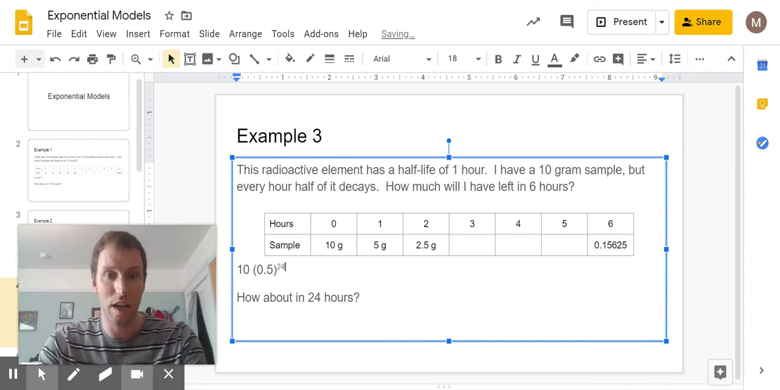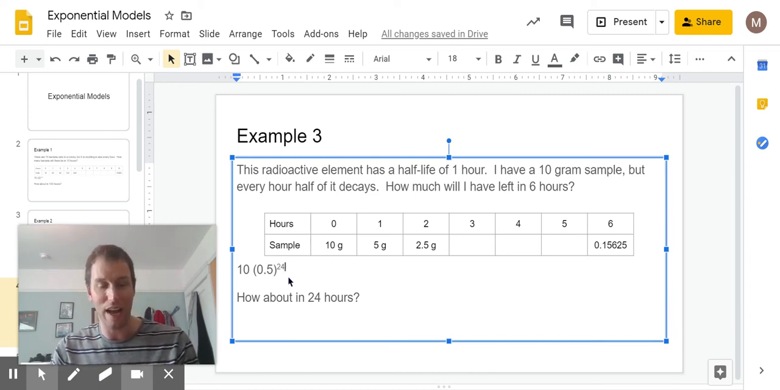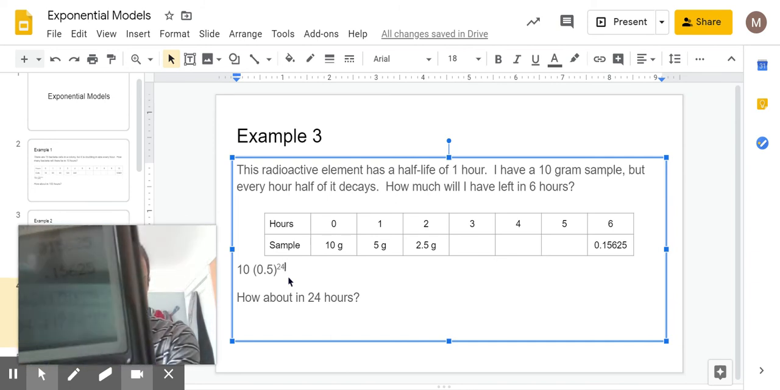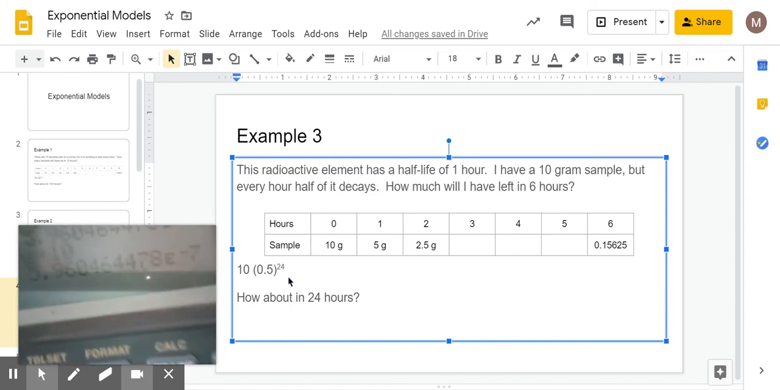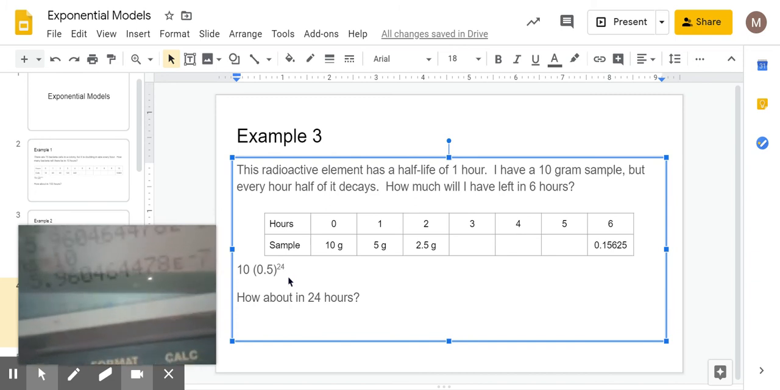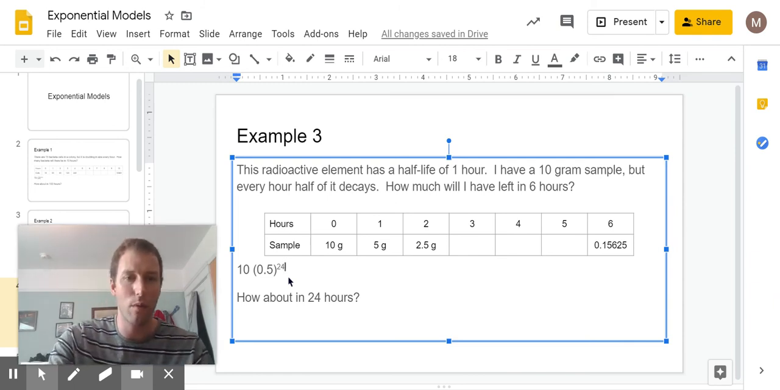24 hours, let's just change that to a 24. There is not going to be much of this element left. 0.5 to the power 24 times 10. And yeah, I get 5.96 times 10 to the negative 7. Very hard to line this up. There we go. So that's 0.000000596 grams. Virtually none at that point.